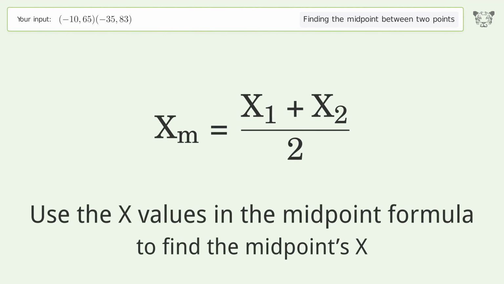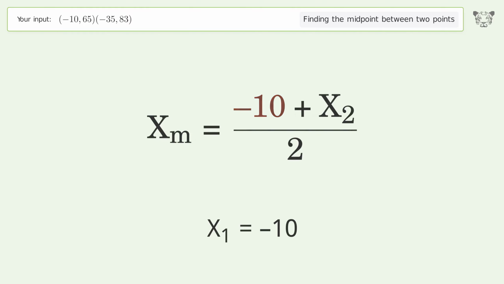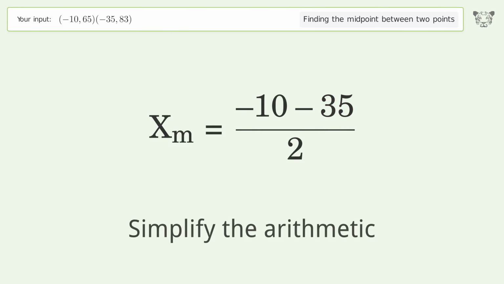Use the x values in the midpoint formula to find the midpoint's x. x1 equals negative 10. x2 equals negative 35. Simplify the arithmetic.